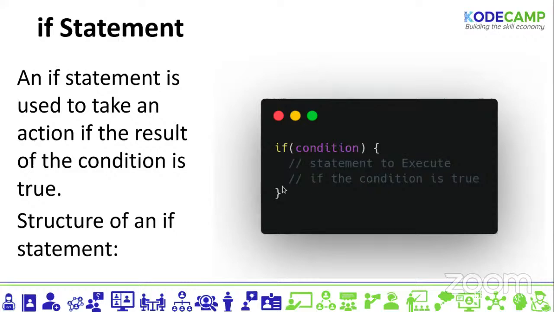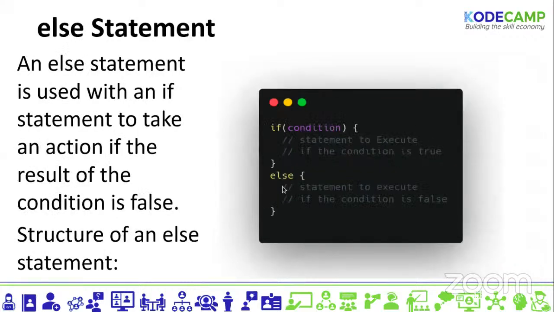So that's how it's being used. Then we have an else statement. The else statement is used with an if statement to take an action if the result of the condition is false. This is the structure of it. It's like saying, if this condition is true, then this block of code inside the if statement should run. Else, if the condition of this if statement is false, then this line of code should run.